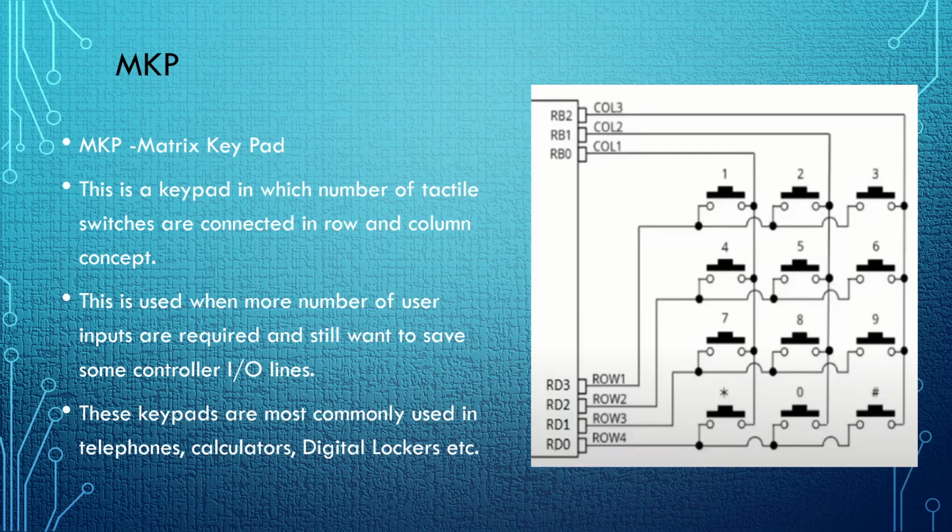Next, MKP matrix keypad. This is a keypad in which a number of tactile switches are connected in row and column concept. This is used when more user inputs are required and we still want to save some controller IO lines. These keypads are most commonly used in telephones, calculators, digital lockers, etc.